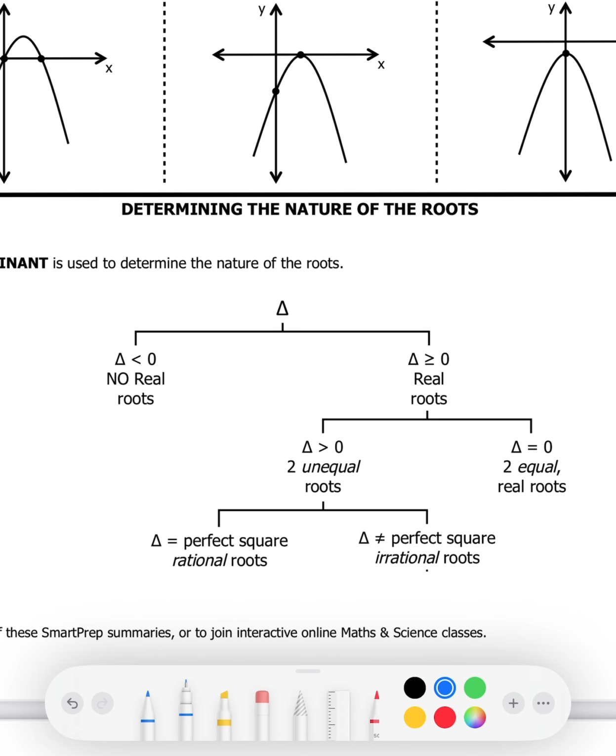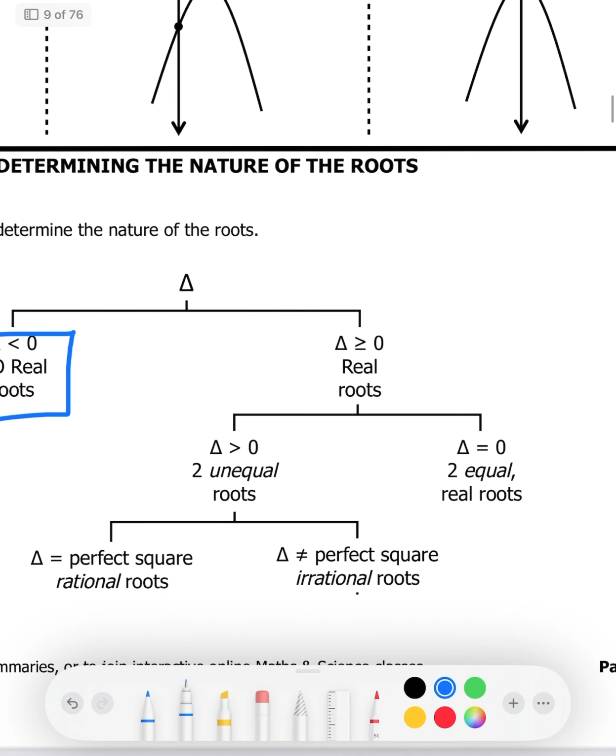But if the discriminant is greater than or equal to 0, then we have real roots. We call this the branch of having real roots. And then when the discriminant is not only greater than or equal to, but actually greater than 0, we go with this option. When it is exactly equal to 0, it means that there are 2 equal roots.